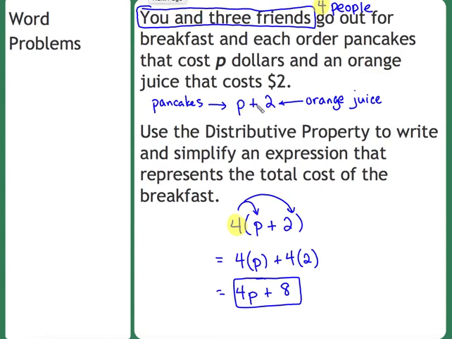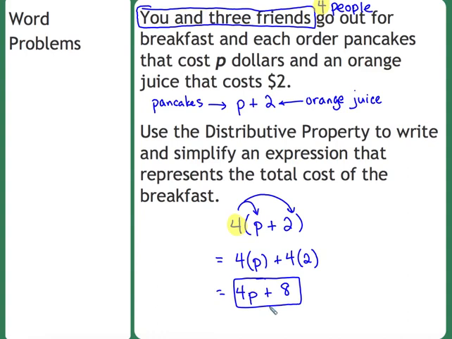All right, so for one person ordering pancakes and orange juice, that would be P plus 2. Notice it's you and 3 friends, so that's 4 people total. So 4 people are ordering pancakes and a $2 orange juice. So 4 people are buying pancakes, 4 people are buying $2 orange juices. So the cost is 4 times the cost of the pancakes, which we don't know, plus $8 for the orange juice. Notice we cannot combine that $8 with 4 times the pancakes because we don't know the cost of those pancakes yet, so we have to keep it simplified like this.